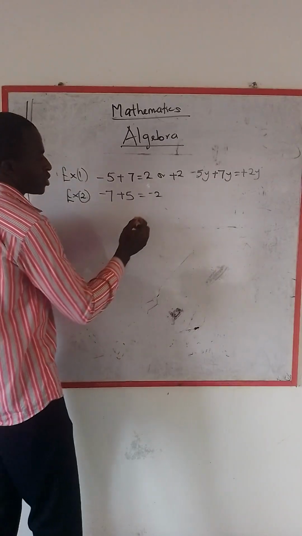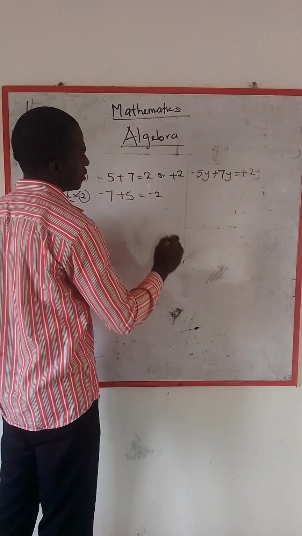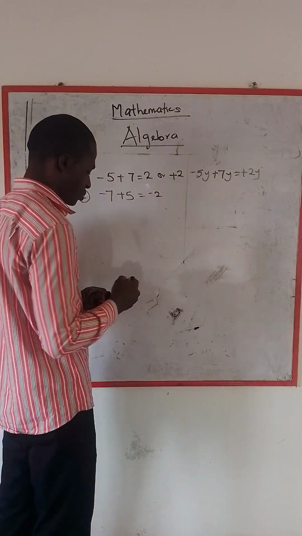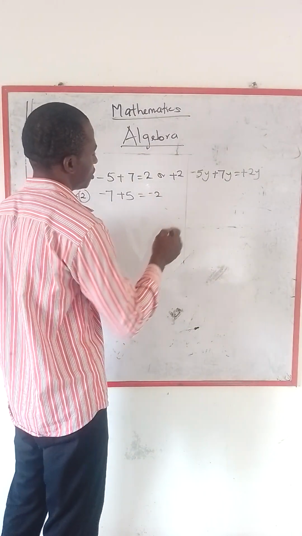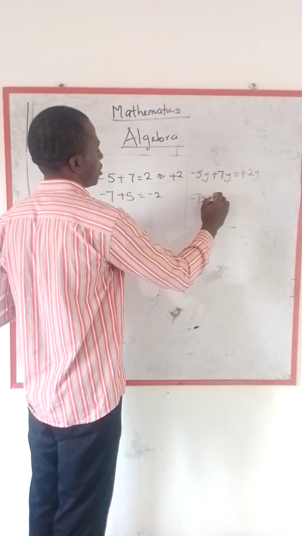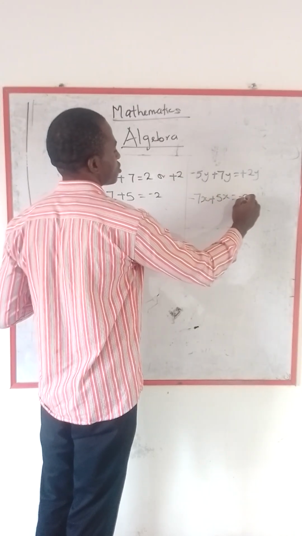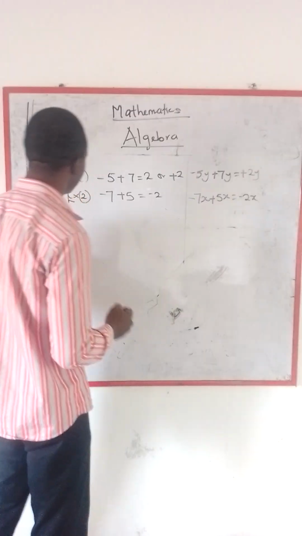So these are some of the things that you see in mathematics sometimes. You need to be looking and see. It's very difficult, but these are just what they're talking about. Minus 7x plus 5x gives us minus 2x, as you can see there.